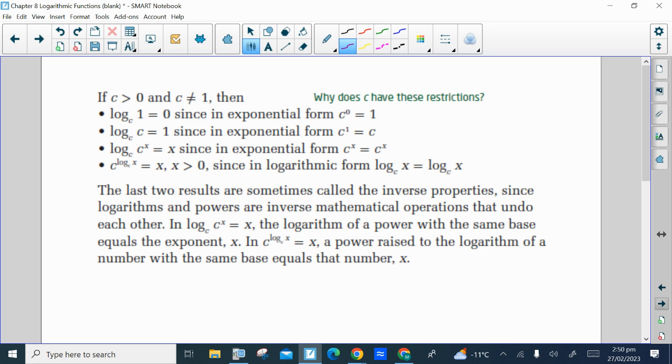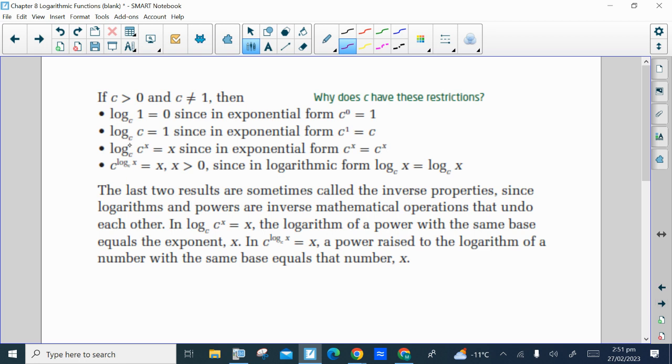Basically, this tells us that the log of 1, no matter what the base is, is always 0, always. Because if you write it as an exponential function, whatever the base is, it'll be raised to the power 0. That will always equal 1. The log of 1, no matter what the base is, is always 0.